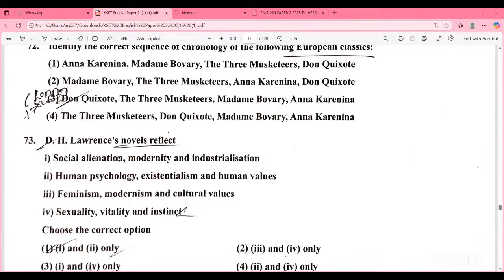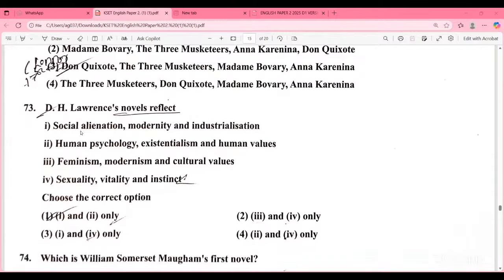D.H. Lawrence's novels reflect what? Social alienation, modernity and industrialization, human psychology, existentialism and human values, feminism, modernism and cultural values, sexuality, vitality and instinct. This is the must. Option 4 will be must and option 2 as well.